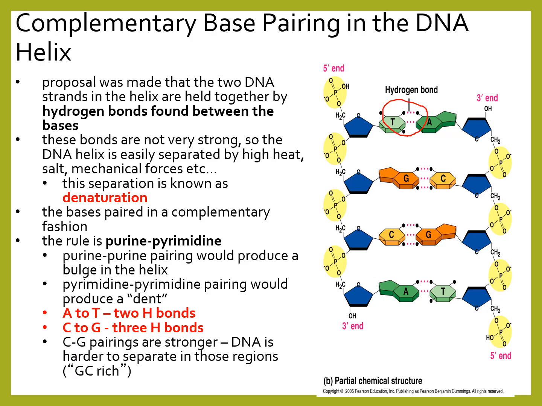And the other rule is that a guanine base pairs with a cytosine and three hydrogen bonds hold those together. Now, by virtue of three hydrogen bonds, that means a GC pairing is stronger than an AT pairing. So if you have a DNA region which has a lot of G's and C's base pairing, then that region of the DNA helix is going to be harder to denature versus a DNA region that has a lot of A and T base pairs.